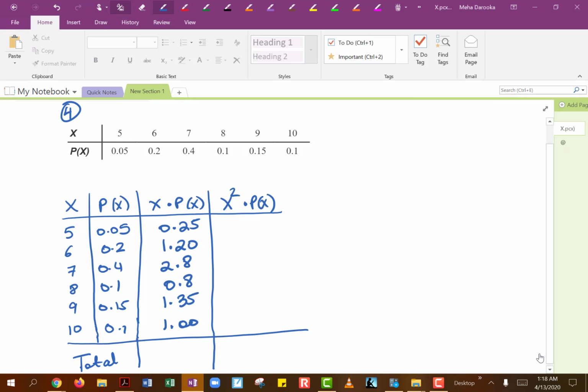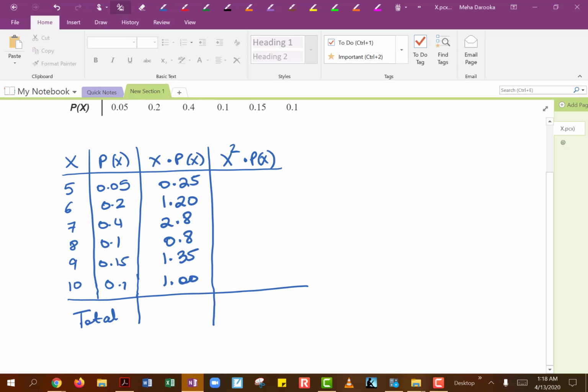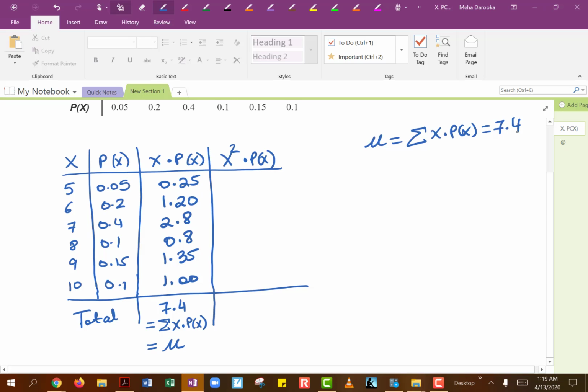Okay, so once you have your multiplication done, all you need to do is add these numbers. What do you think that total will come out to be? Okay, this total comes out to be 7.4, which is the summation of that column, and it represents the mean of our data values. So that mean is going to come out to be 7.4.